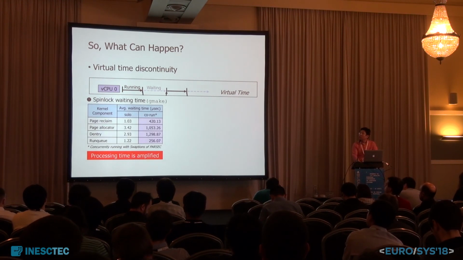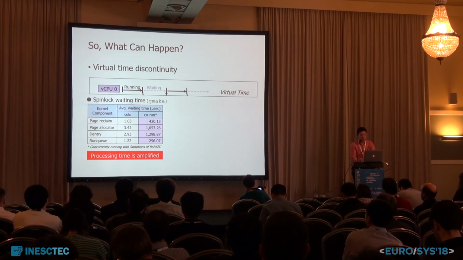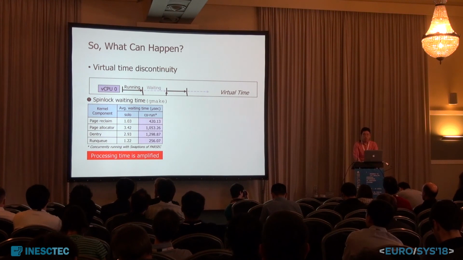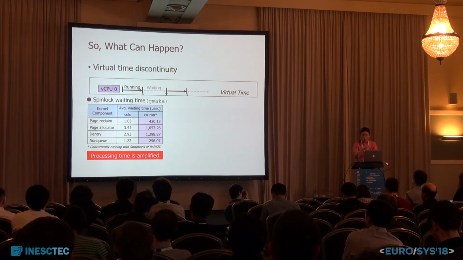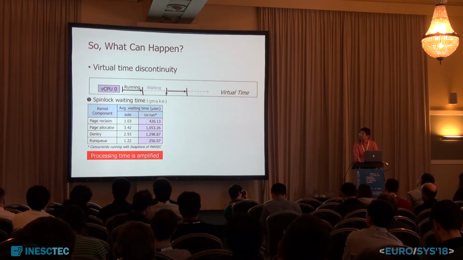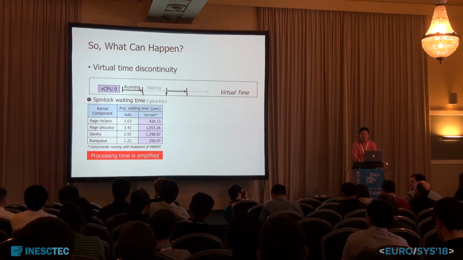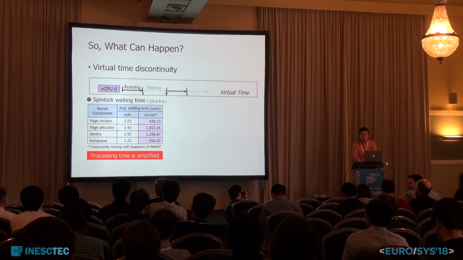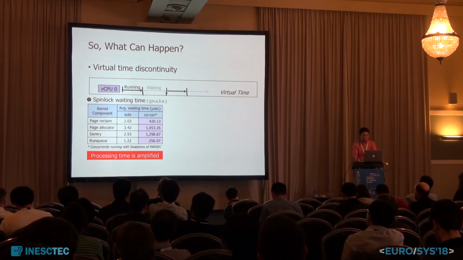First, in commodity operating systems, spinlock synchronization is widely used to protect short critical sections. We measured the average waiting time to acquire spinlocks in the kernel while running the gmake benchmark, building the Linux kernel in parallel, for two cases, solo and corunning. We observed that the lock processing time is largely amplified in four kernel components when running with a co-running VM because lock holders are frequently preempted.